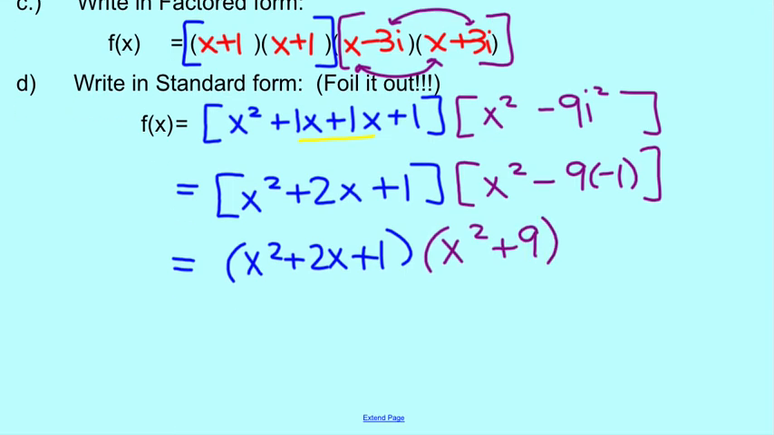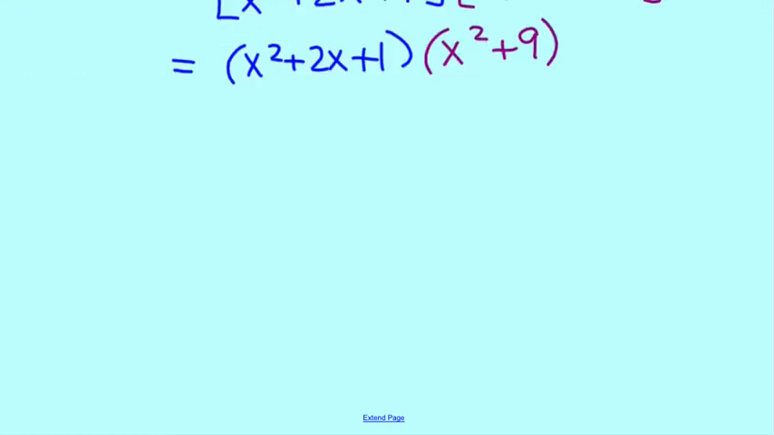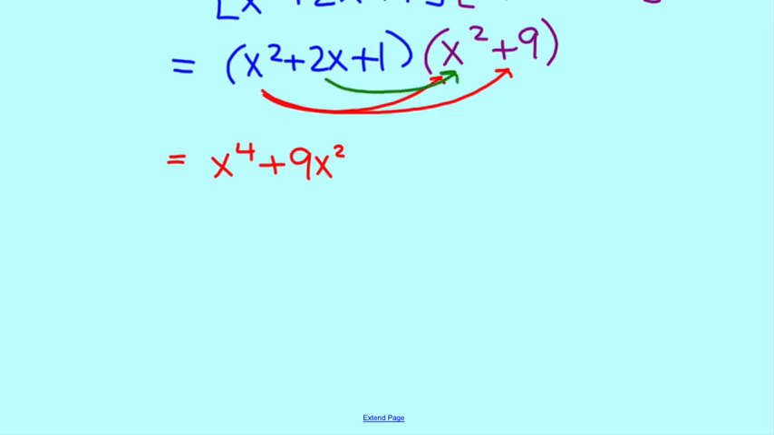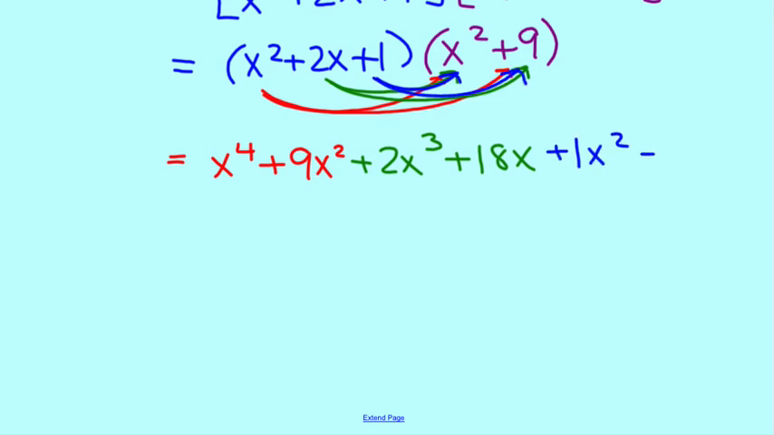Now to combine this into a fourth degree polynomial, I have to take everything in the blue and multiply it to everything in the purple. So x times x, x to the fourth. X times 9, 9x squared. 2x times x squared, 2x cubed. 2x times 9, 18x. Last one, 1 times x squared, and 1 times 9. So we've now distributed everything in the blue to everything in the purple.